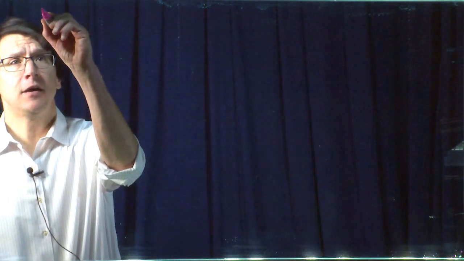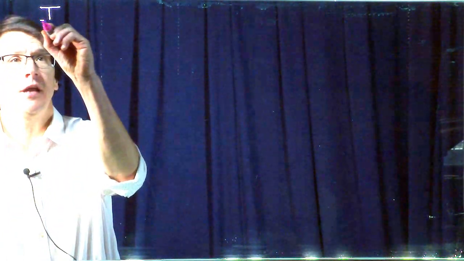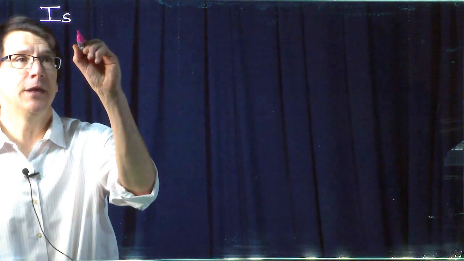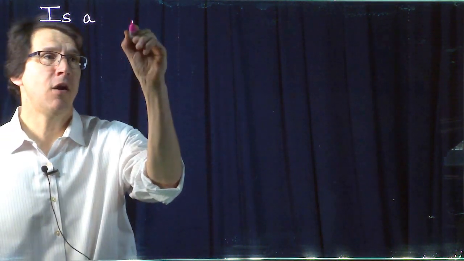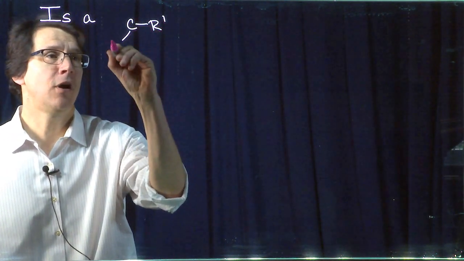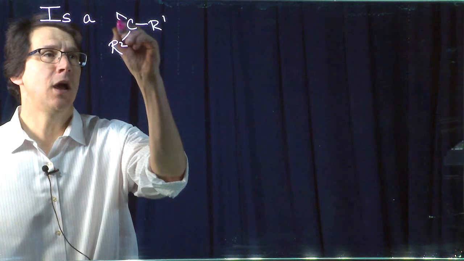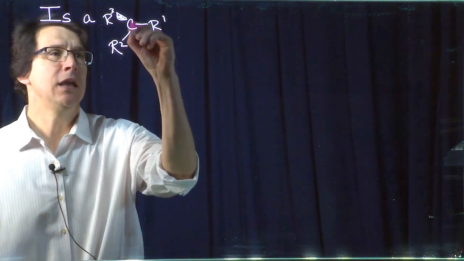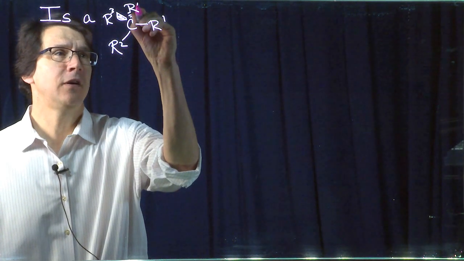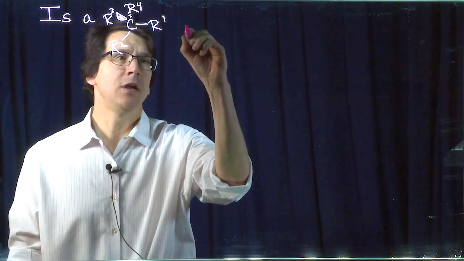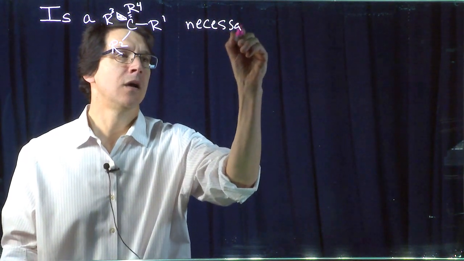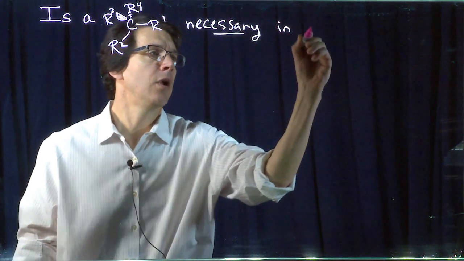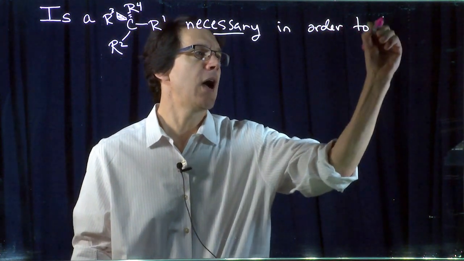All right, here's a question I want to ask you. We saw the last time that a carbon with 4 different things attached to it, sp3 hybridized, was a potential source of having a chiral molecule. So what I want to ask now is the following. Is a carbon of this type, tetrahedral carbon with 4 distinct non-identical groups attached, is this stereocenter, is this kind of carbon necessary in order to have a chiral molecule?